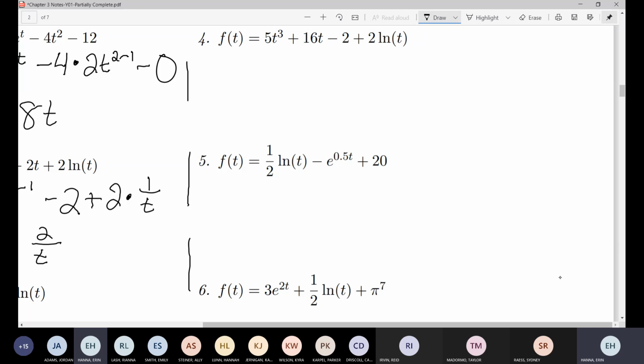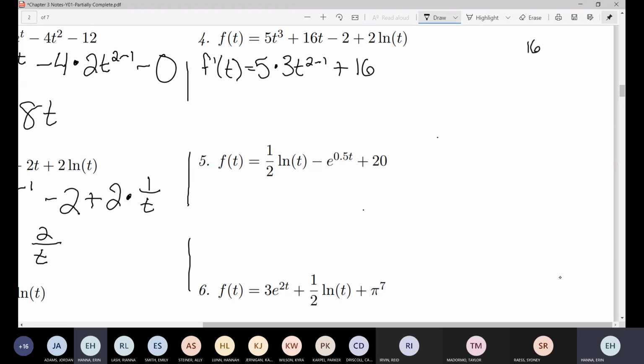So we're taking derivatives here. Remember, when we have sums and differences of things, we just essentially take the derivative of each piece and add or subtract them together depending on what we started with. So the derivative of 5 times t to the third: bring the power down, subtract 1 from the power. Derivative of 16t is just 16.